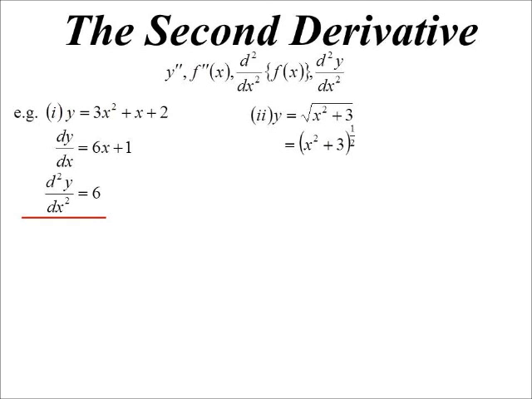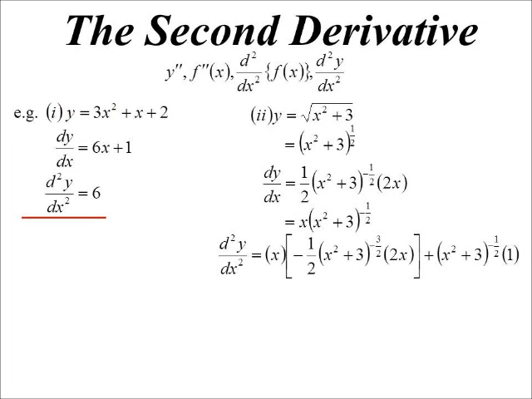So now, differentiate for the first time. Bring down the power, lower the power, diff the inside. And I'll just tidy that up. Now, I'm going to have to use the second derivative. But this time, I'm going to have to use a product rule, because I now have a function times a function. I've got x times x squared plus 3 to the negative a half.